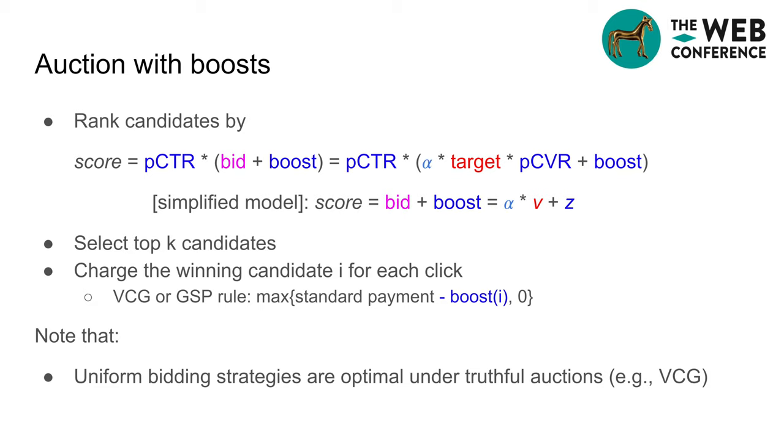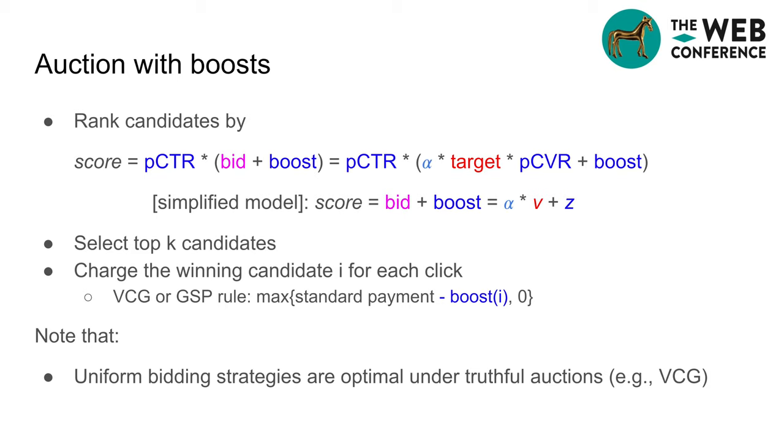From then on, we'll simplify the notation by using the entire target times PCVR times PCTR as V, and PCTR times boost as Z. So the score will be written as bid plus boost, and the bid will equal the bid multiplier times value V, and the boost is Z.